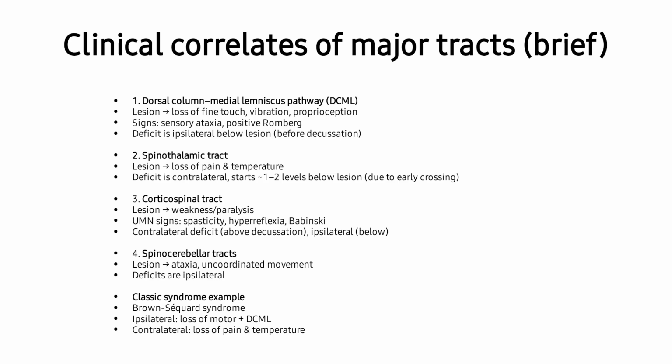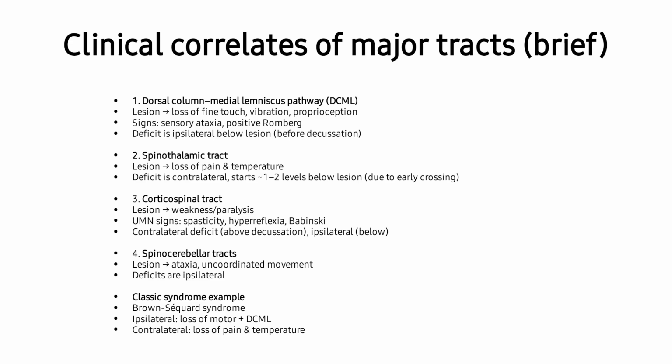Okay. Then what will be the signs? There will be sensory ataxia and positive Romberg sign. Okay. The deficit will be what? Ipsilateral. Remember how it ascends? It ascends ipsilaterally. Okay, before decussation. So if it happens before the decussation in the medulla, so if the lesion is at the spinal cord level, what will happen? It will produce ipsilateral signs. Okay, unless it happens above the decussation, then it will produce contralateral. Remember the DCML crosses in the medulla.